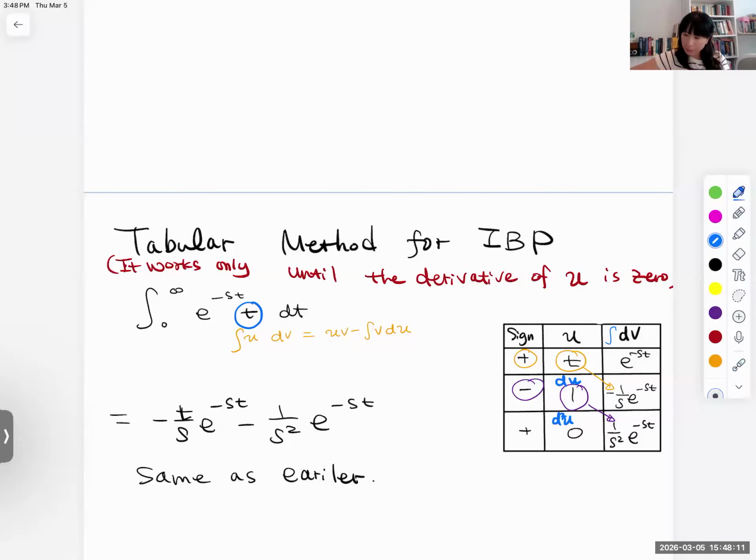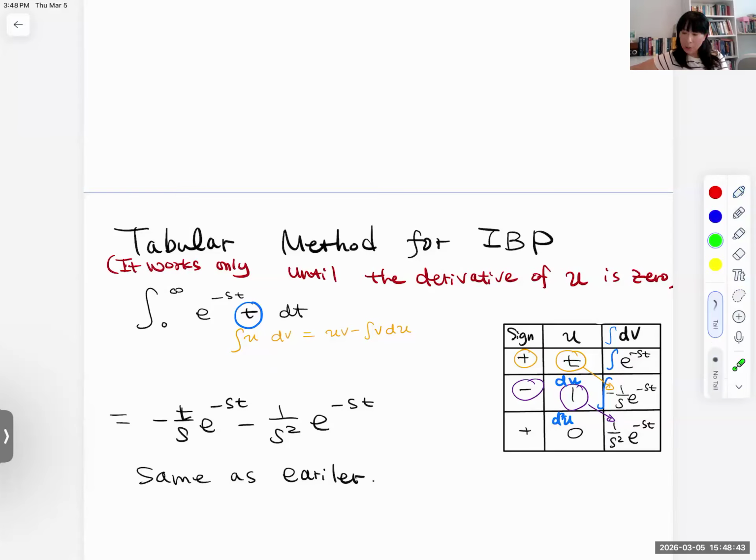Then what do you get? Then negative 1 over s e to the negative st, right? We integrate again from dv, then we have a positive, because negative times negative is positive. We have 1 over s squared e to the negative st, right? Okay, now how do you rewrite for the answer?